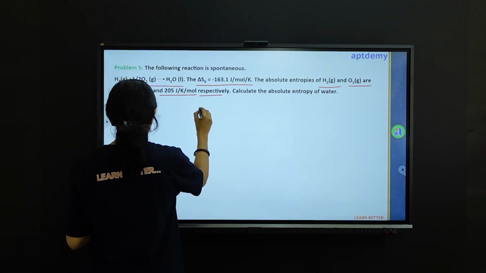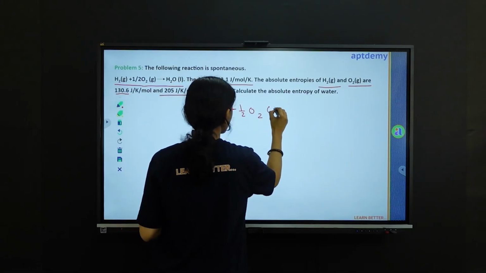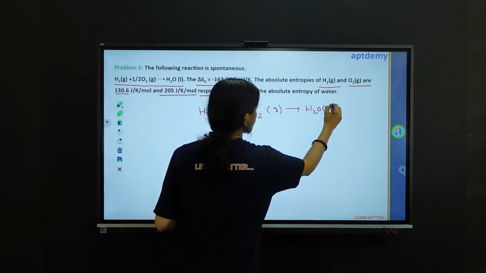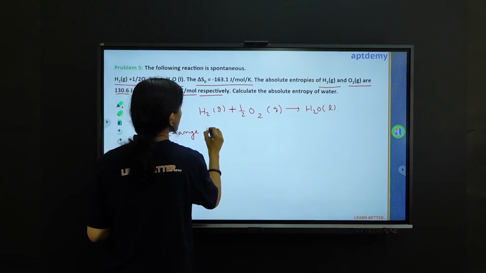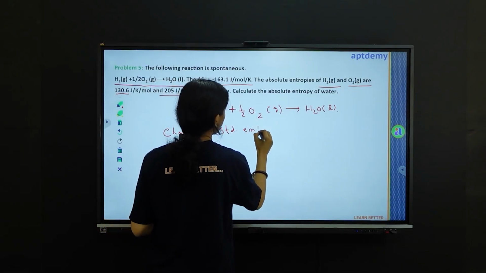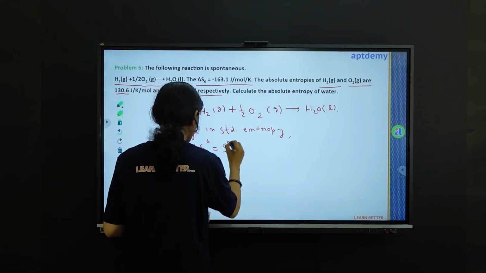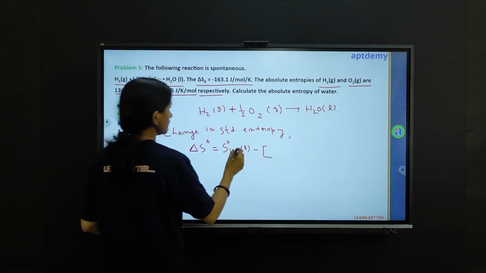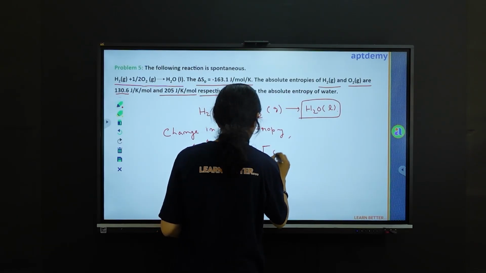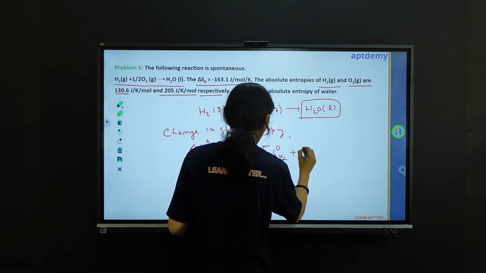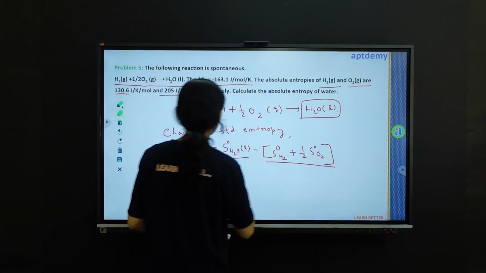So let's write the equation once more. H2 gas plus half O2 gas is giving you 1 mole of H2O in liquid form, right? So what can we write for the change in standard entropy? We can write that delta S0 is equal to S0 of H2O liquid, that is from the product side of this equation, minus, from the reactant side, S0 of H2 plus half S0 of O2. This is from the product side and this is from the reactant side.